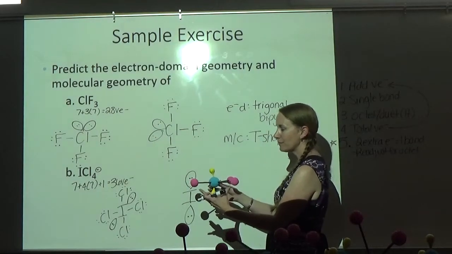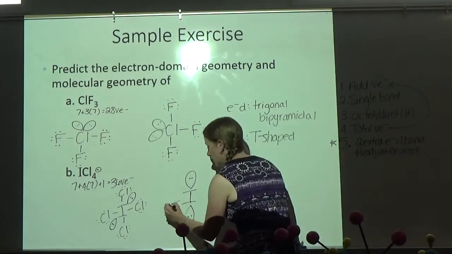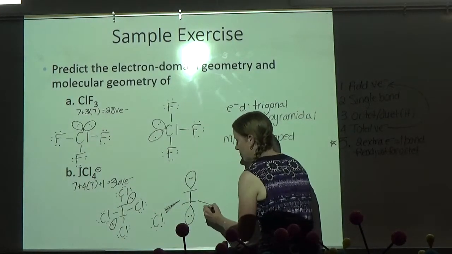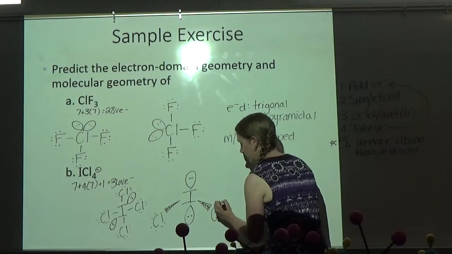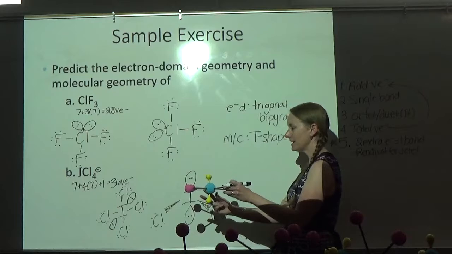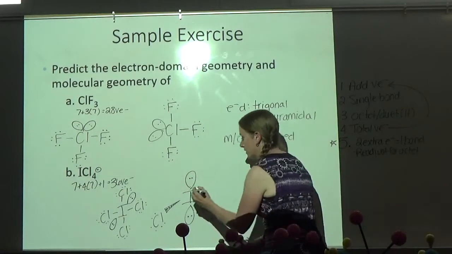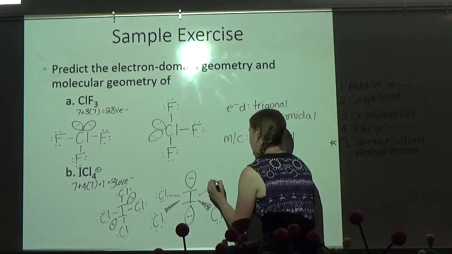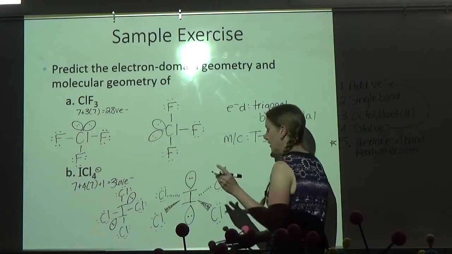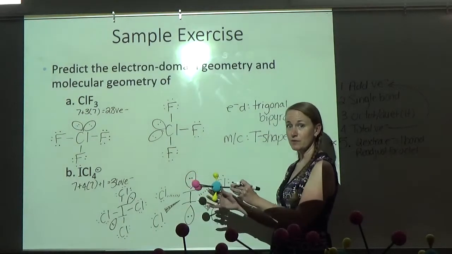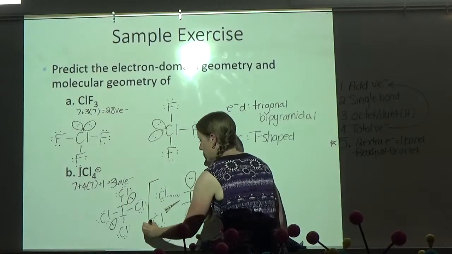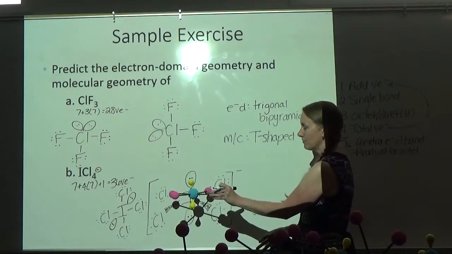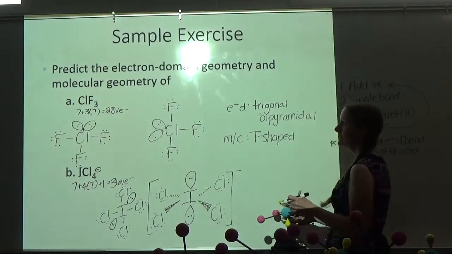All right, so 2 of my Cl's are coming out towards you. So I'm going to do one on this side and one on this side. And then 2 of my Cl's are pointing back into the board. So I do one going back on this side and one going back on this side. All right, and so if you look, looks perfect. However, last step is, of course, it has a charge. So I bracket it and put the charge. Okay, so there is my 3D structure for ICl4 negative.